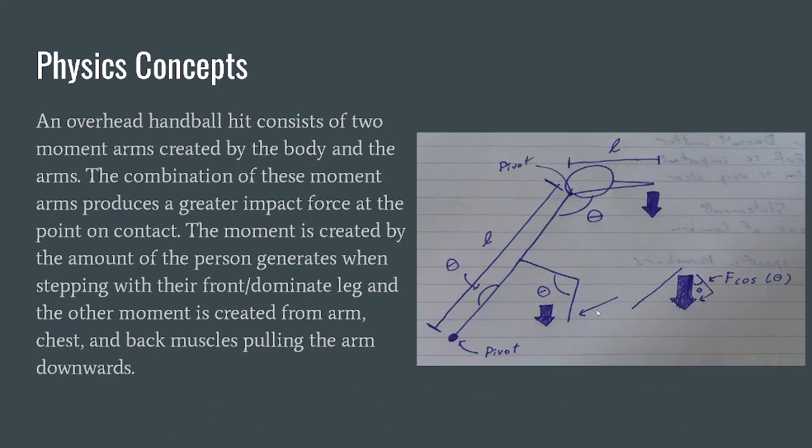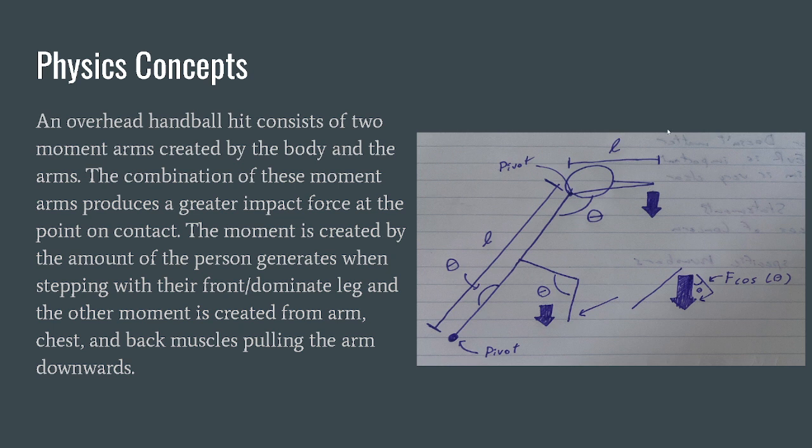Theoretical data. In our physics class, we learned about moment arms, forces at an angle, and how that can affect motion. An overhead handball hit consists of two moment arms created by the body. The first is from the foot to the shoulder, and the second is from the shoulder to the contact point of the ball. The combination of these two moment arms creates a greater velocity at the end of the second moment arm, which helps us put more force into the ball to produce the desired outcome.